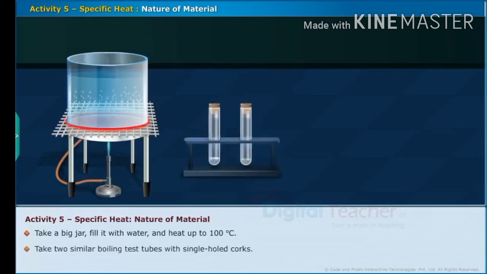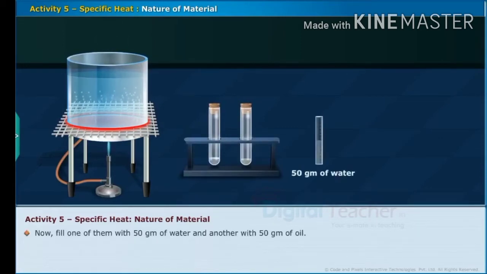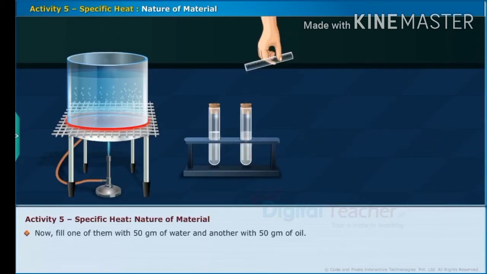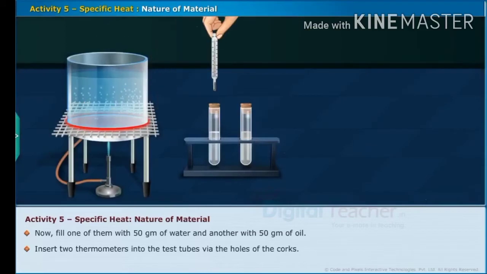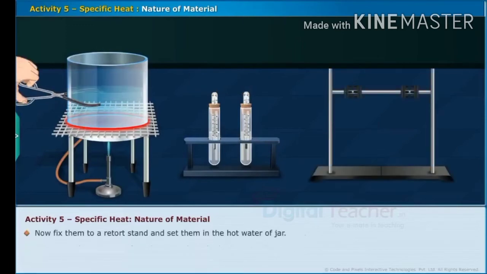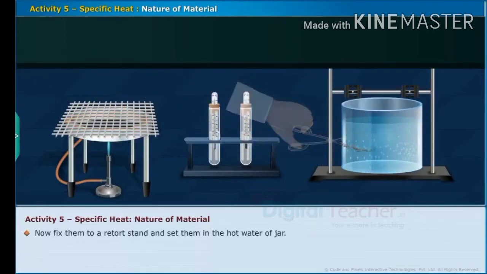Take two similar boiling test tubes with single-holed corks. Now fill one of them with 50 grams of water and another with 50 grams of oil. Insert two thermometers into the test tubes via the holes of the corks. Now fix them to a retort stand and set them in the hot water of jar.